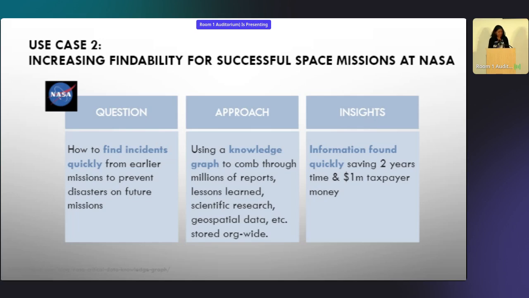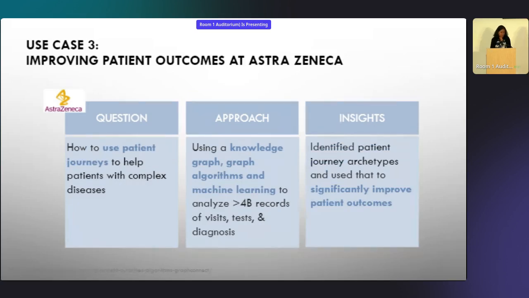Okay, and then the last case study that I want to share with you is using knowledge graphs for data analytics, improving patient outcomes at AstraZeneca. AstraZeneca, one of the largest pharmaceuticals in the world, realized that no two patient journeys are exactly alike, but they wanted to use patient journeys in some way to be able to help their patients. So what they did was they used a combination of a knowledge graph, graph algorithms, and machine learning to analyze over 4 billion patient records that they had collected over a three-year period.